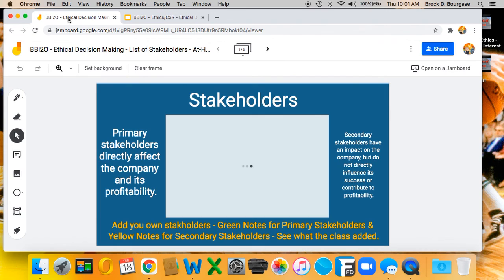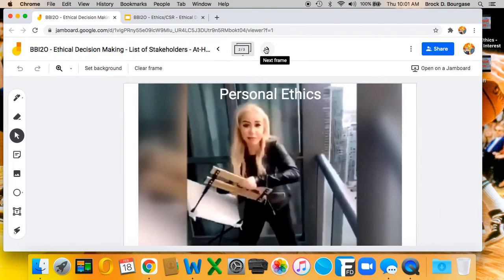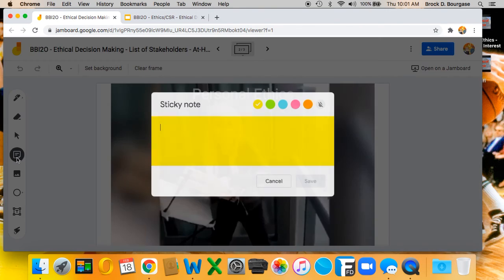Here's what it looks like right now. So the chair girl, when she threw the chair over the balcony. Who was directly affected by this? Who were all the stakeholders? Write them down and let's see what other people wrote.